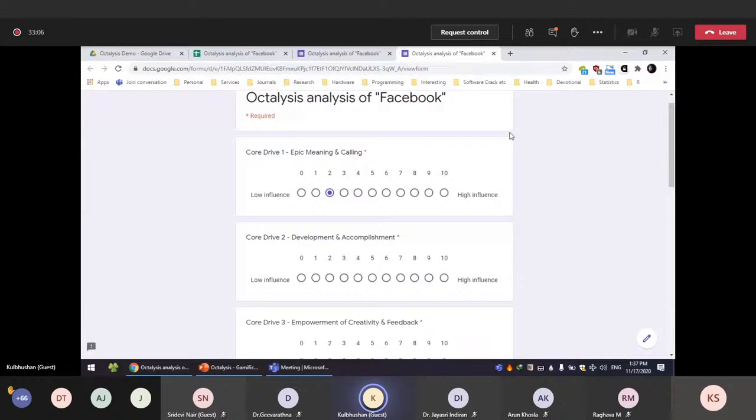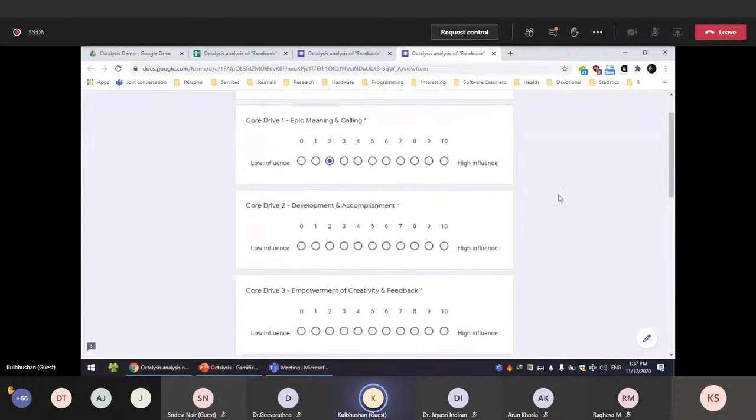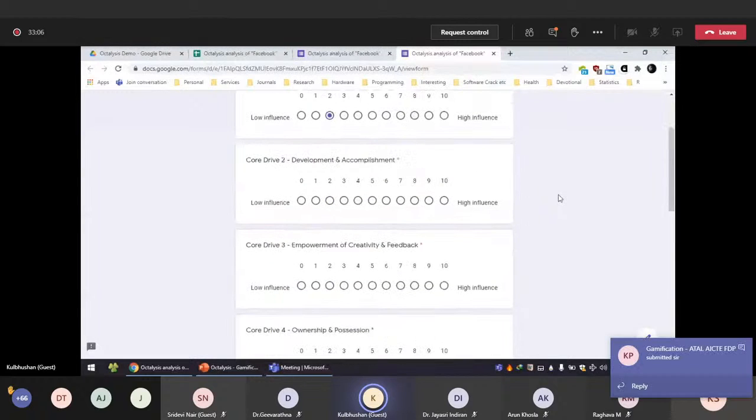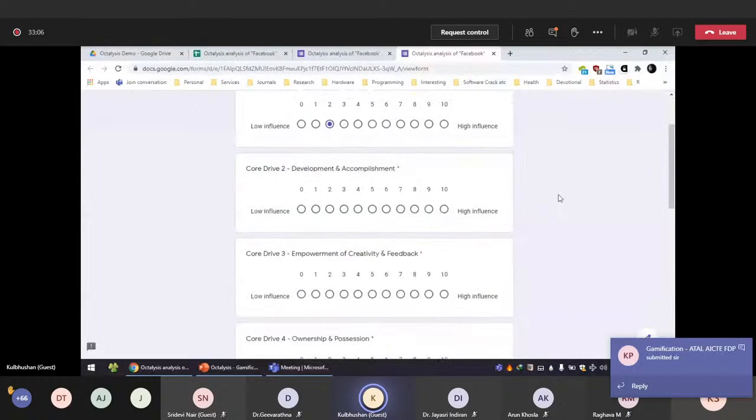So for core drive 2, development and accomplishment, I can see there are game mechanics or rules in Facebook which help me to assess my accomplishment or development status. Like how many posts I have posted on Facebook, how many likes I have, the number of friends I have, the number of messages.